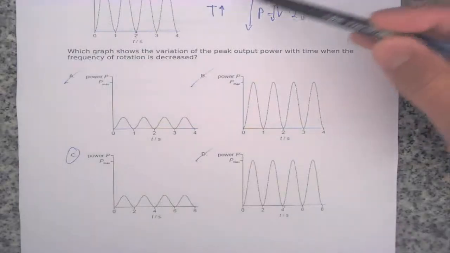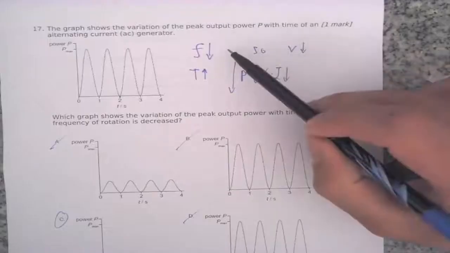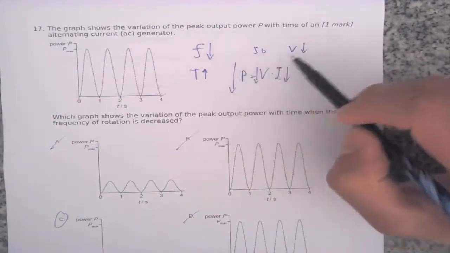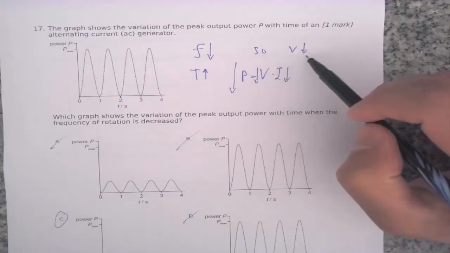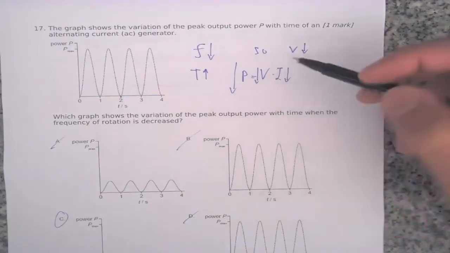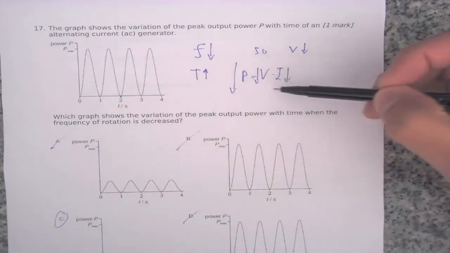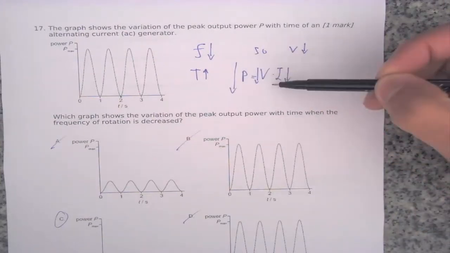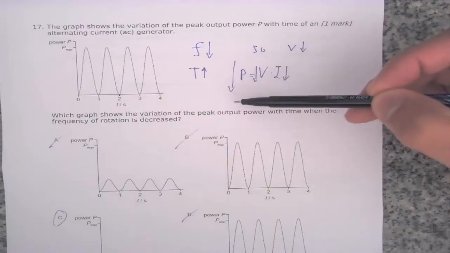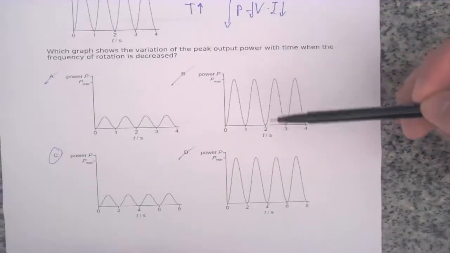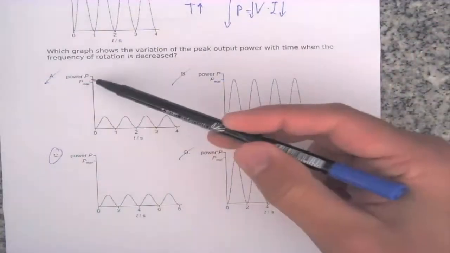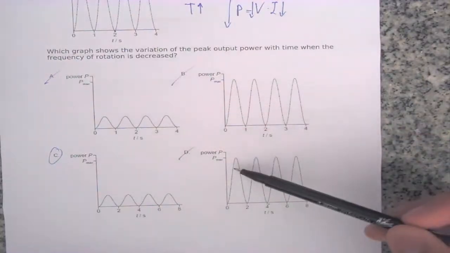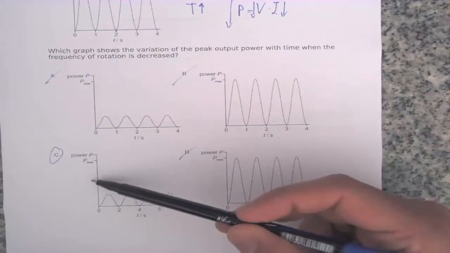Now also you know that when we decrease the frequency, the velocity of rotation needs to decrease. So that means that the power is given by this formula. So the potential difference and the current will decrease as well. So the power will decrease also. So from here you can see that we have to have smaller power than before. It cannot be D. The correct answer is C.